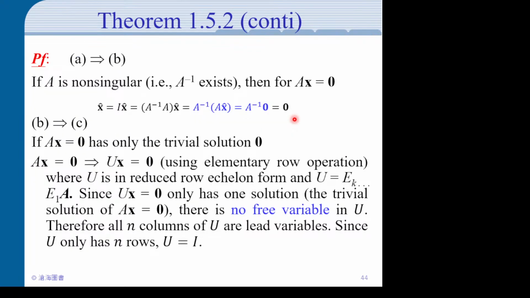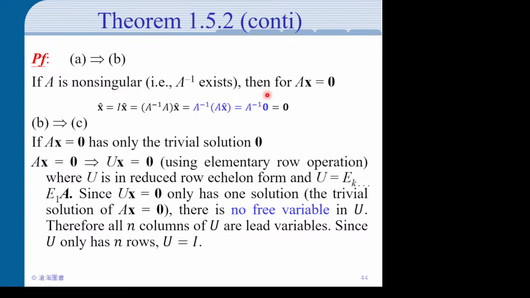And yeah, it's pretty direct. So A is non-singular, there is A minus 1. So that means that if you apply this Ax equal to 0, you multiply A minus 1 on both sides, then this A minus 1 times 0 is still 0, because everything times the 0 vector becomes 0.